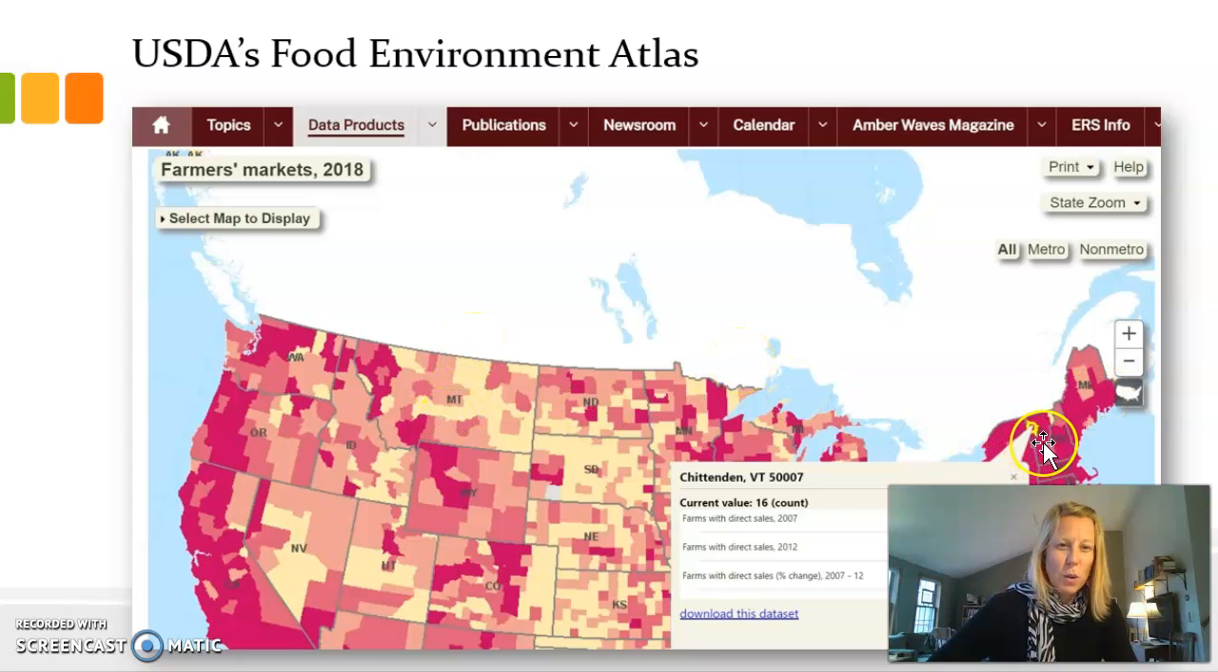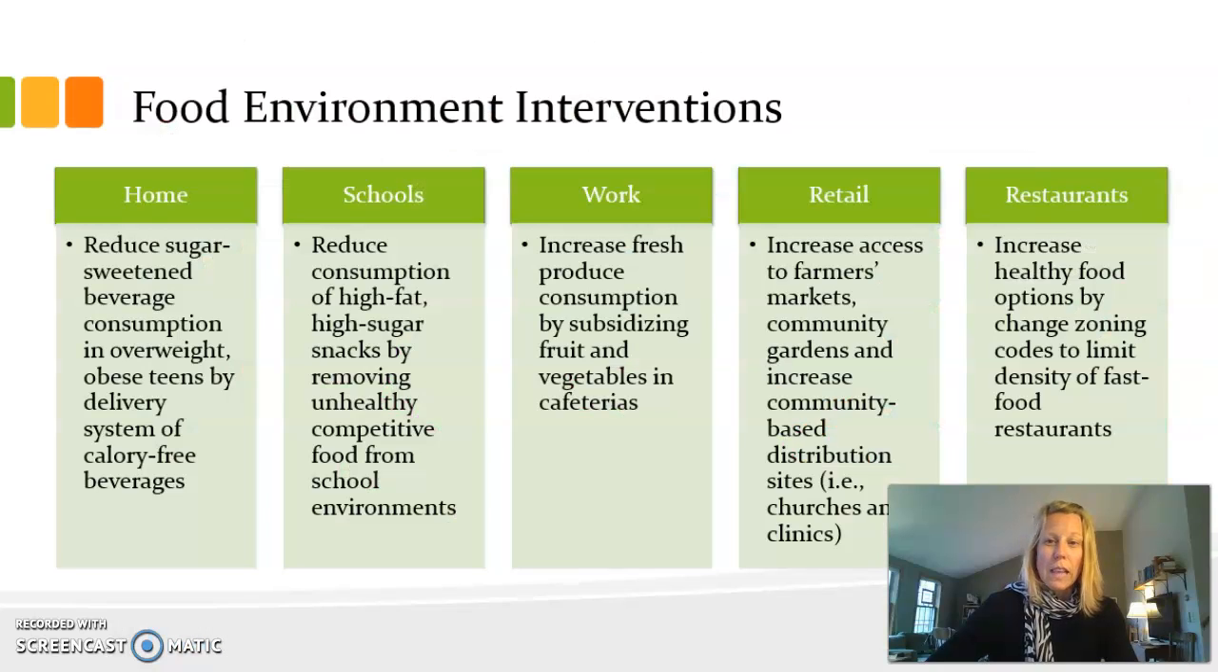This, I just went and took a quick snapshot of Chittenden County, and the indicator here is farmers markets from 2018 with a count of 16. So there's a lot of really interesting data in this interactive map, and it's a good example of how food environments are being analyzed and hopefully also used to think about what interventions are needed when it comes to increasing healthy food environments.